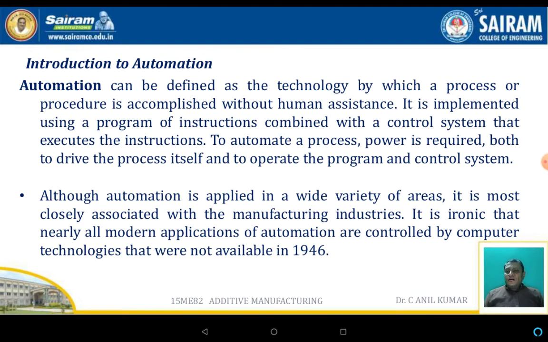Automation can be defined as a technology by which a process or procedure is accomplished without human assistance. It is implemented using a program of instructions combined with a control system to execute the instructions. To automate the process, power is required both to drive the process itself and to operate the program of the control system.